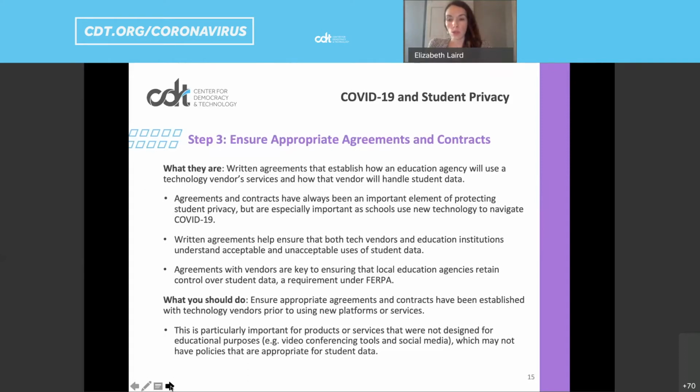And then in terms of agreements, one issue that we're also seeing that is particularly important is that we're seeing more products and services that were not designed for educational purposes being used in the context of distance learning. The issue with that is that if a company is designing a product for education, they are hopefully and likely knowledgeable about what some of those legal requirements are. But if you develop something for a consumer-facing product, you may not have developed it with those things in mind. So being even more discriminating and careful about how that consumer-facing company handles data is going to be really important.